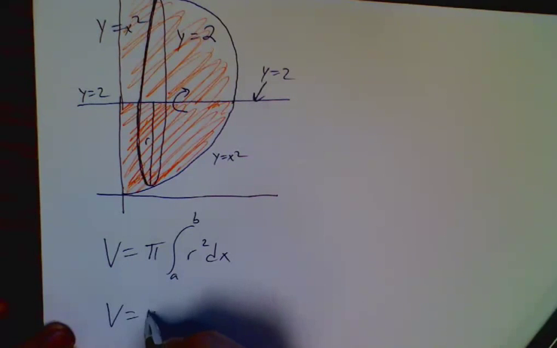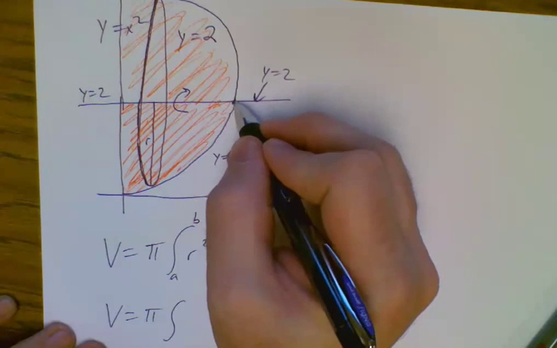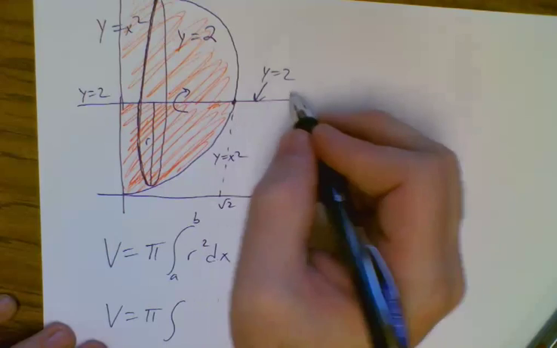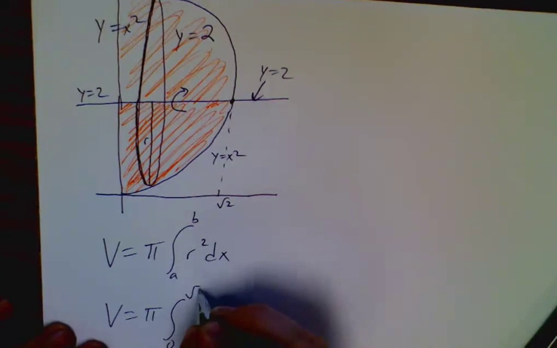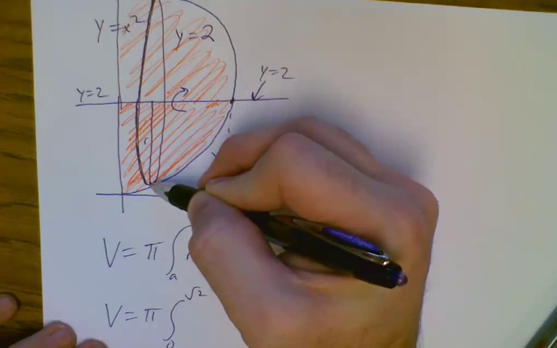In this case, what are we doing? We did 0 to, I guess it would be square root of 2, because if I made that 2, it's square root of 2. And it's going to be r squared. R is the distance from this line to the curve. So it's not just the function.